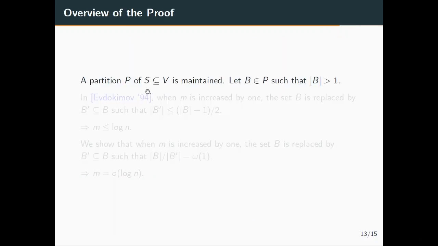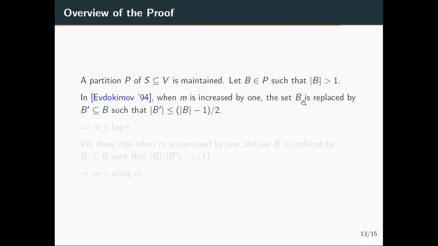Here is an oversimplified overview of the proof. We maintain a partition P of the set S that comes from the linear m-scheme, and we consider a set B in the partition whose cardinality is greater than 1. The argument used in the Evdokimov algorithm is as follows. It can be shown that every time m is increased by 1, the set B is replaced by a new set B prime, such that the cardinality is reduced by at least a factor of 2. This implies that m is at most log n.